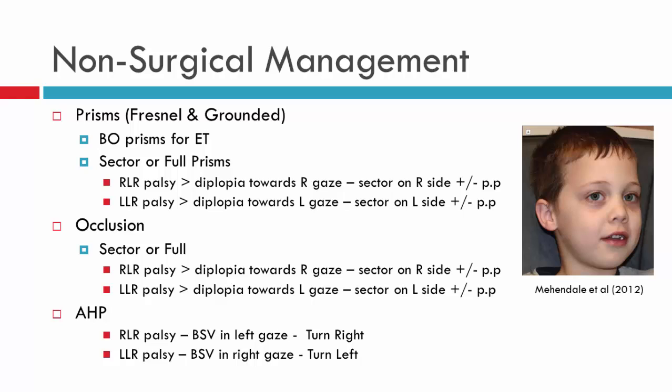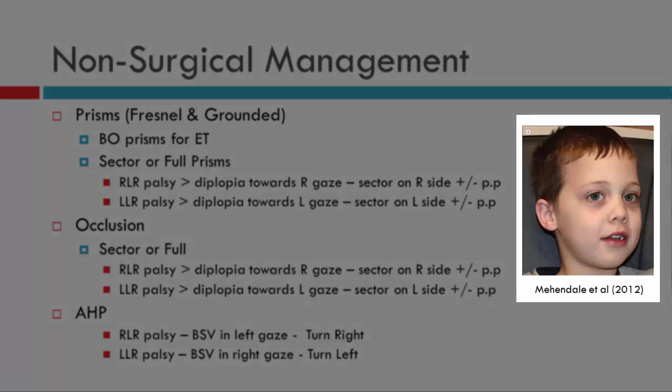In terms of the abnormal head posture, as we've noted in the previous video, we'll be looking at turning the head right or left depending on the palsy that's present. And to the right there we have an example of a child with an abnormal head posture that's relatively large. It might be okay whilst you're waiting for spontaneous recovery, but certainly that would not be a long-term abnormal head posture that the individual could sustain. You would need to operate to bring that patient's BSV into primary position.